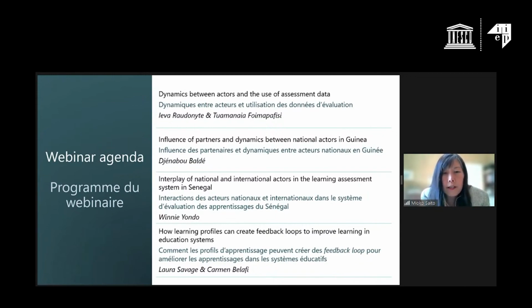Yeva Raudonit is an associate research officer and the coordinator of the IIP's research program on the use of learning assessment data in the planning cycle. Tuamanaya Fuamapasfisi is an education consultant and contributed to the implementation of the current research program on the use of learning assessment data. So Yeva and Tuamanaya, the floor is yours.